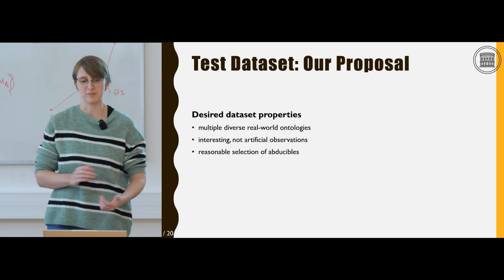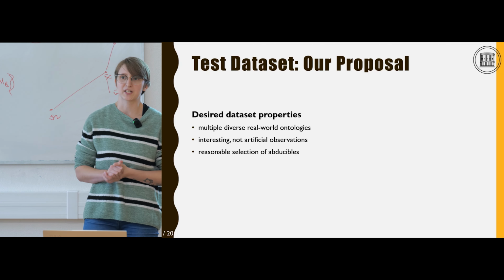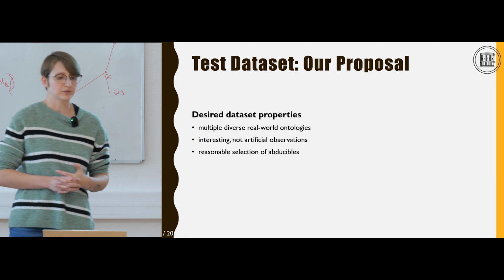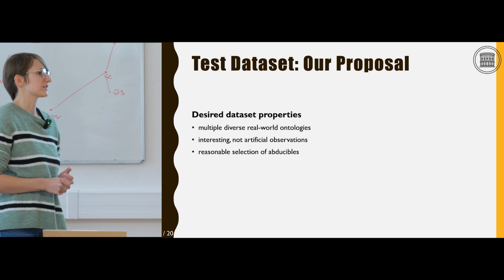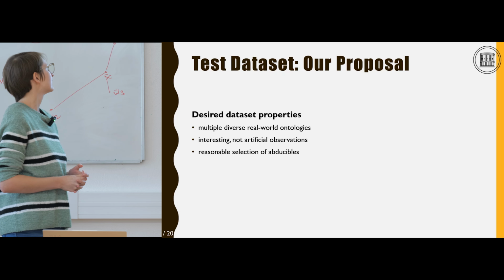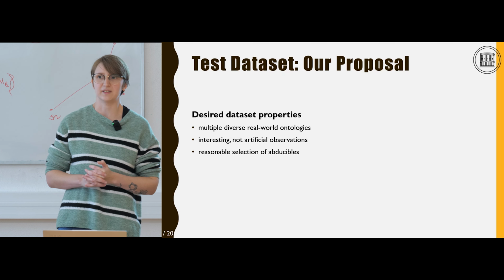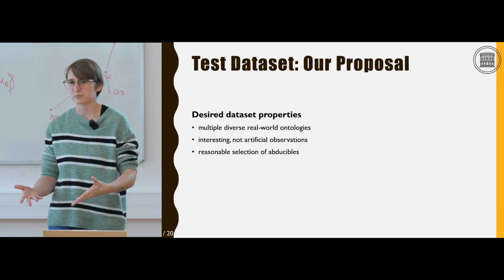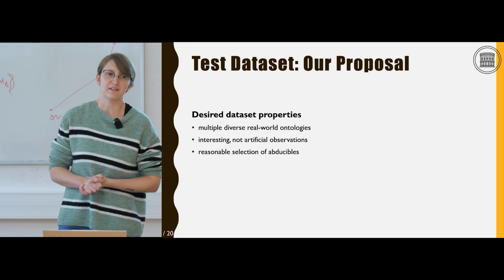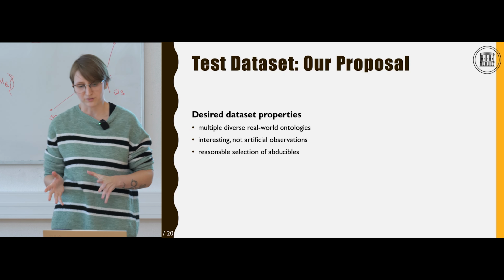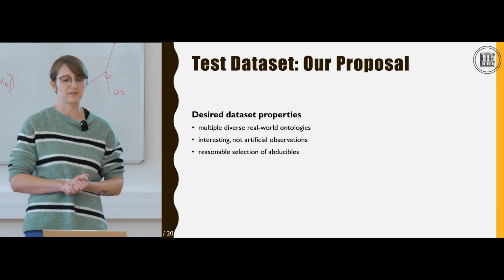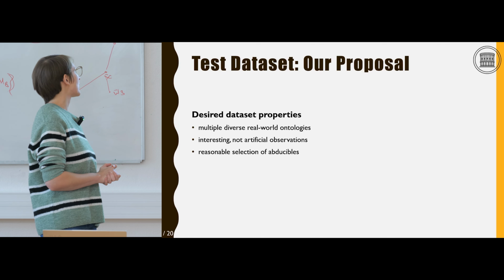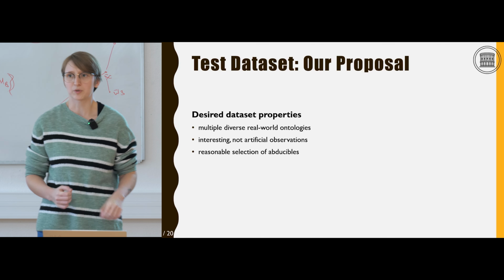So with this in mind, we have some requirements for our own dataset. It should have multiple diverse real-world ontologies. The observations should be interesting. That means that we should have some explanations for them, and they should not be artificial. We do not want artificial observations. And of course, we want to choose abducibles in a reasonable way.